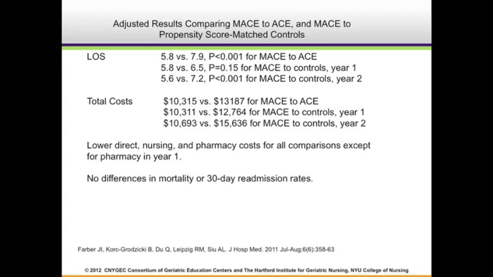In terms of the quality, we looked at mortality and 30-day readmission rates, and they were the same throughout all comparisons. We had hoped, of course, that the 30-day readmission would be lower, but in fact it wasn't. I'll talk a little bit about that on the take-home points on the next slide.